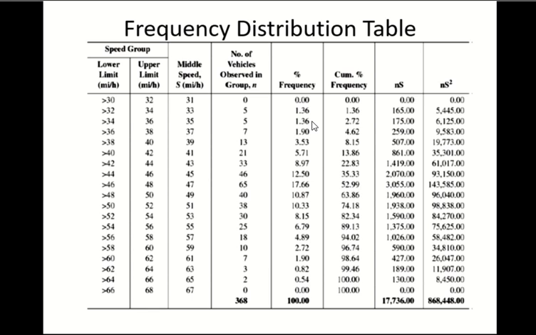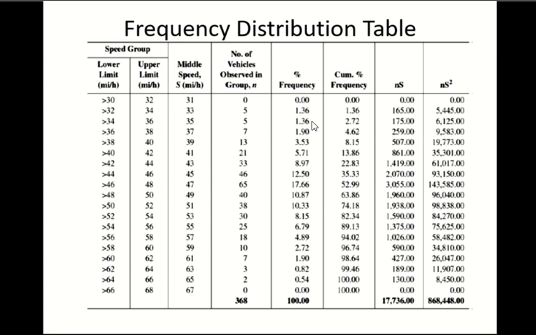Then we have 2 other columns. The first one is n into s. What is n? The number of values in the group. What is s? The middle speed of the group. So how do I get the first value? The first value is 0, obviously, since 0 into anything is 0. The second value, 165, is 5 into 33. The next one, 175, is 5 into 35. Got it? Clear?